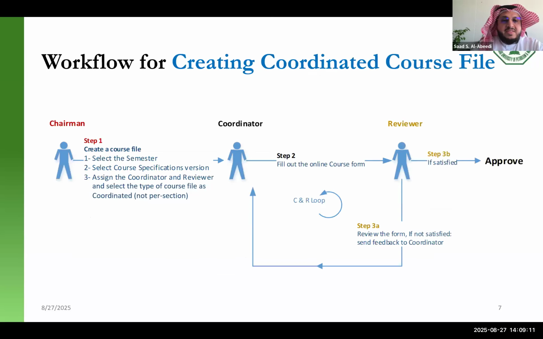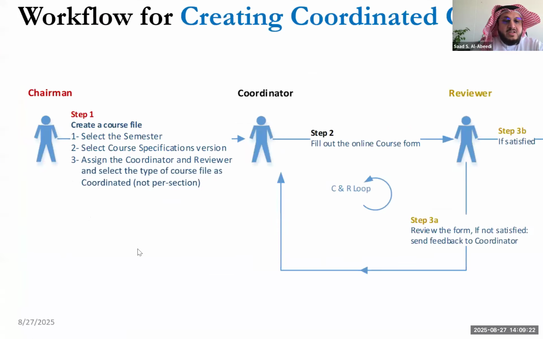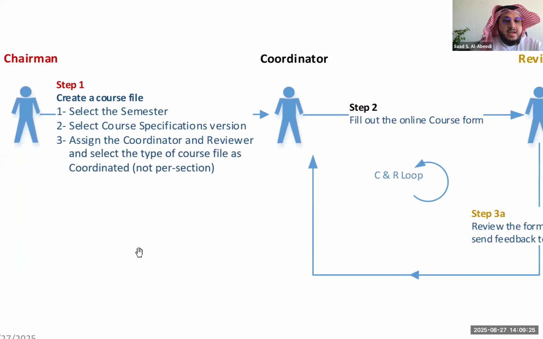This is a basic workflow for the coordinated case. So we have the chairman. The chairman, or his delegate, by the way, will be the one who will create the course file. So how will he create the course file? Basically, he will select the semester. He will select the version of the course specification, which automatically will be the latest. But let's assume that he needs to create a course file for an old course that has been offered maybe previous semester or previous year. Then he can select other versions, but automatically it will select the latest version.